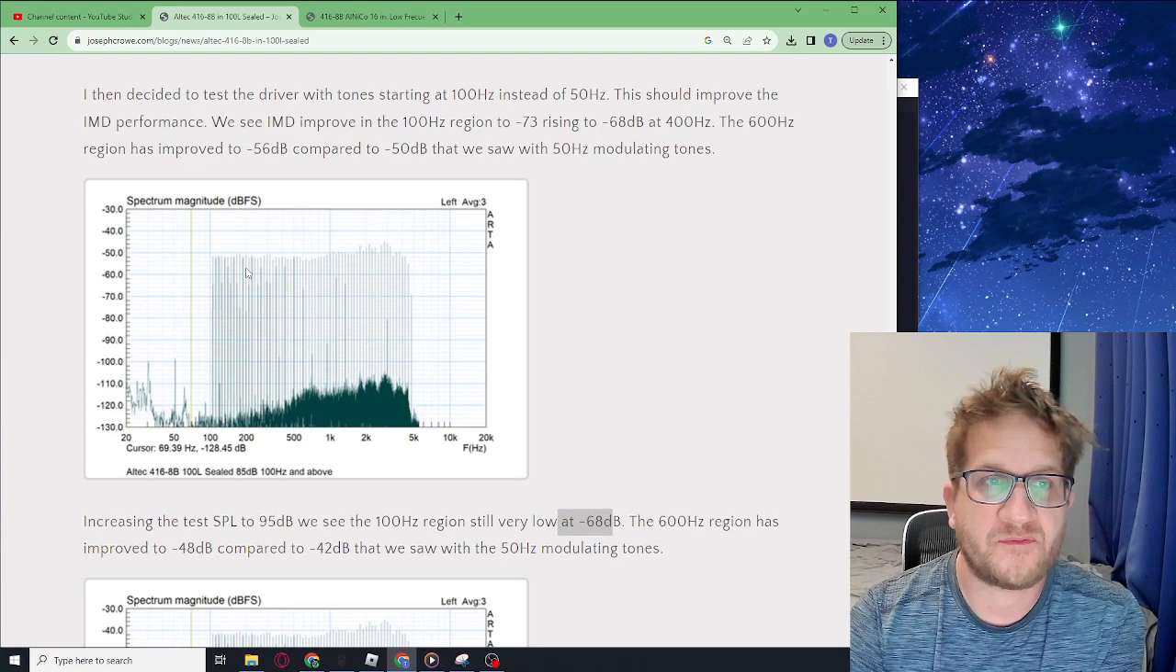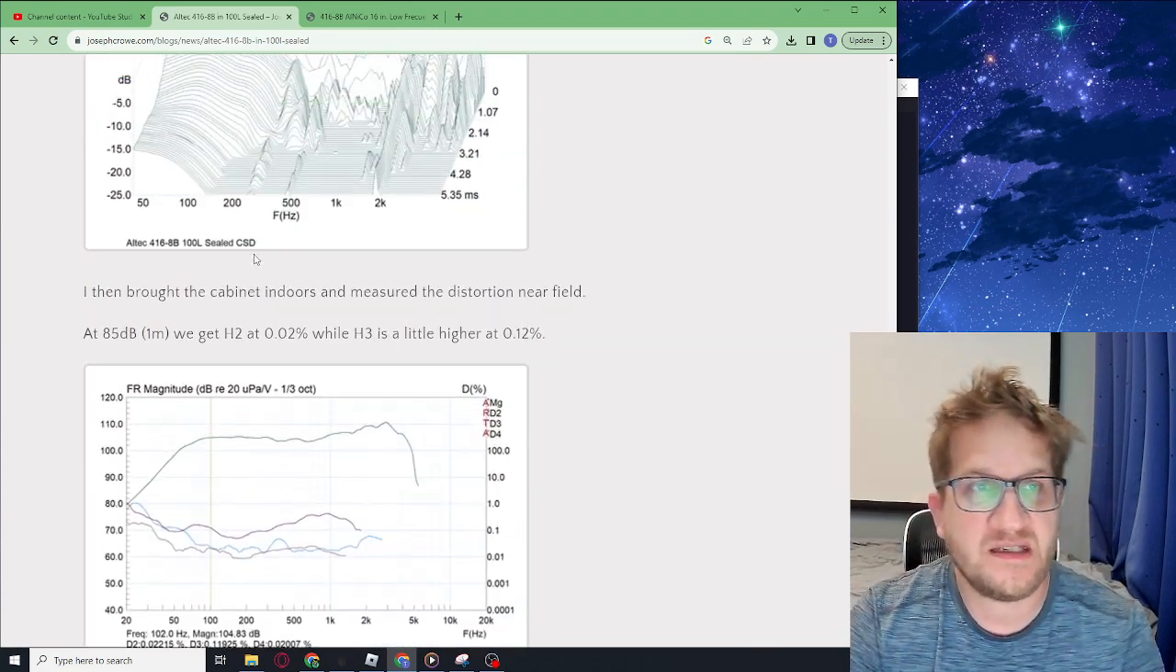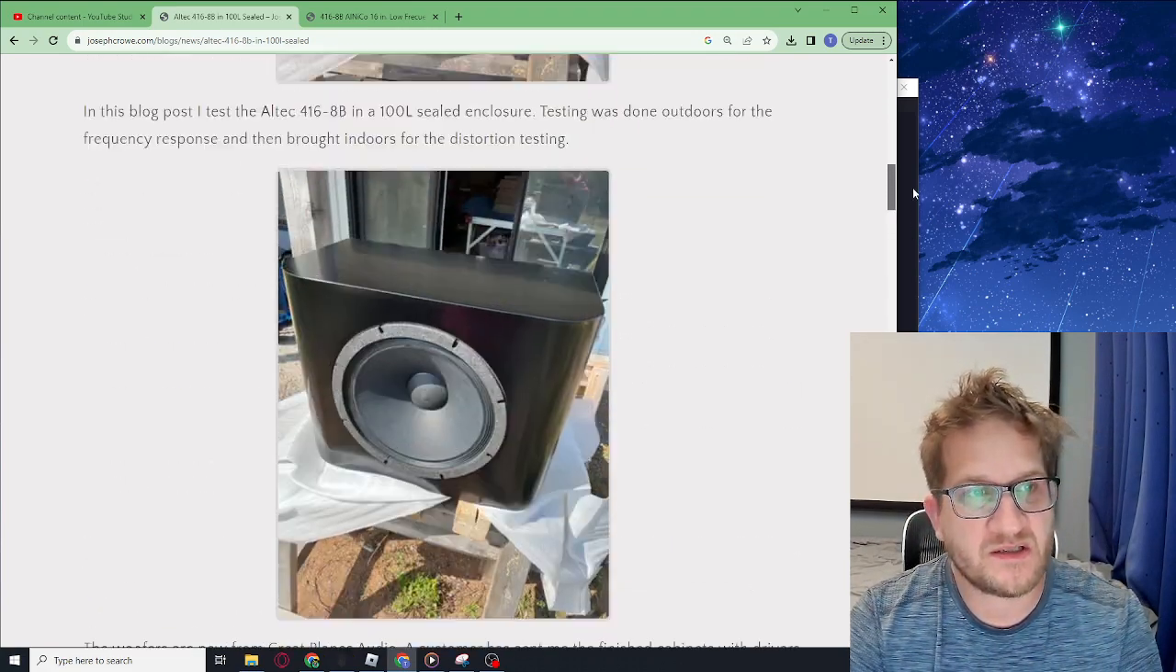So that's it for today. Altec 416-8B in a 100 liter sealed enclosure.